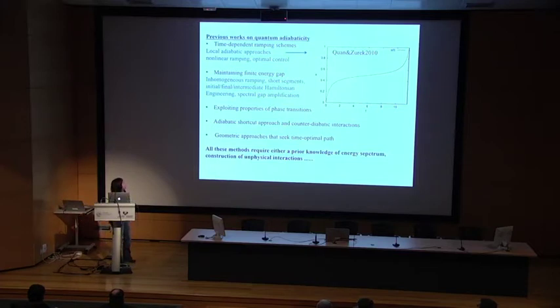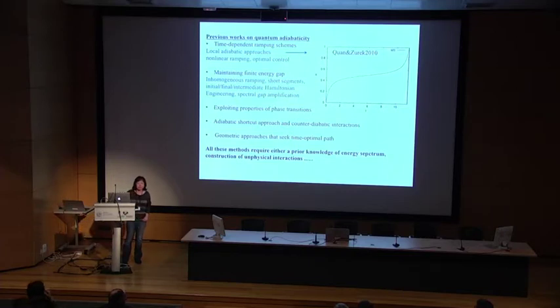There are also approaches that aim to have a finite energy gap all through the evolution by choosing different evolution paths. And most recently, there's also discussion of the adiabatic shortcut approach, which uses counter-diabatic interactions to cancel the diabatic transitions to the excited states so that the system stays in the quantum ground state all the time. There are also discussions of geometric approaches. All those methods either require knowledge of the energy spectrum or construction of some unphysical Hamiltonians.